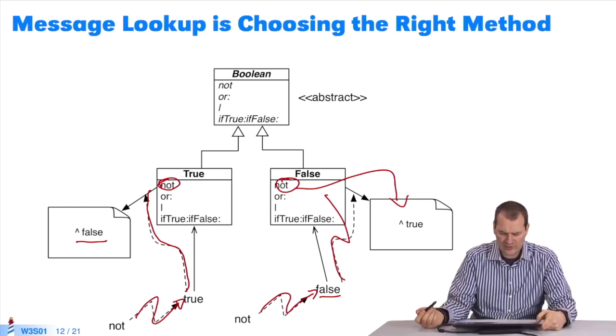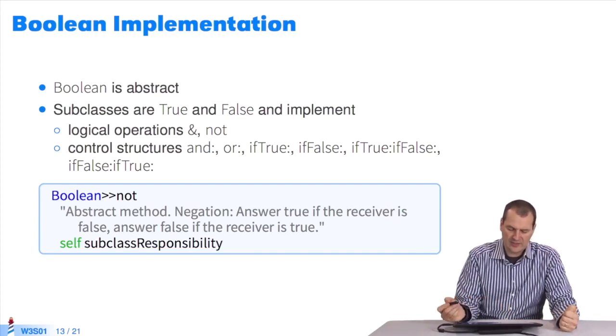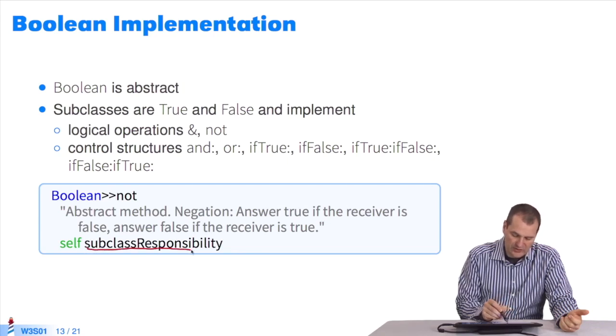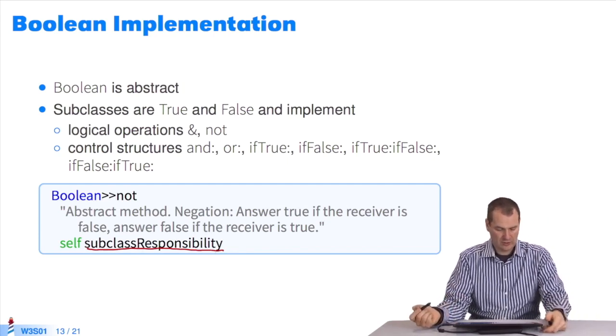We can also look at the implementation of the superclass. The Boolean class is abstract. It has two subclasses which implement the necessary operators. In Pharo, you express not as an abstract method on Boolean by using self subclassResponsibility. I just wanted to tell you about Pharo to be comprehensive.